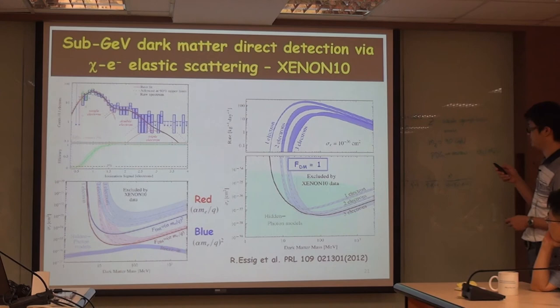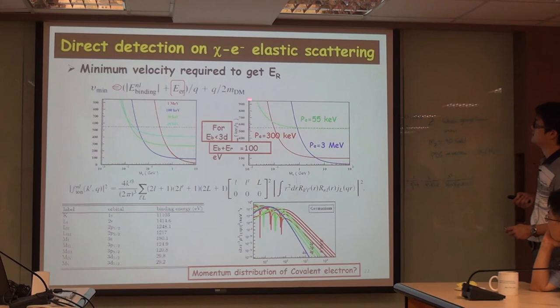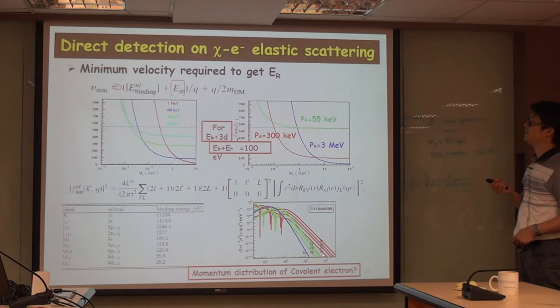So for the germanium part, that also has this idea that we can follow, but this germanium detector would suffer because the momentum distribution of these covalent electrons is unknown. And then this outer electron is the most sensitive and easily ionized by the WIMP. So that would lose a large portion, we guess.